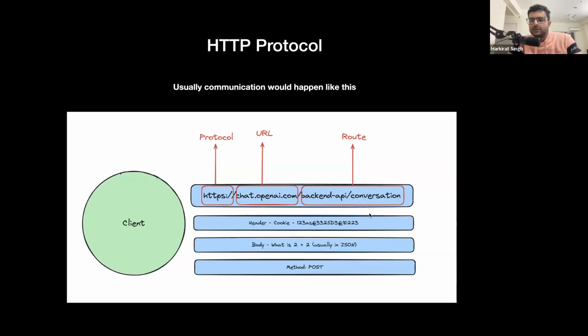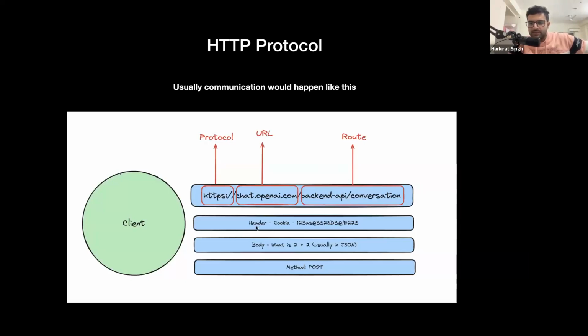Harkirat, why do you need to specify a route? The ChatGPT server can do 10 different things. It can return you your existing conversations. It can let you create a new conversation. So the route specifies what exactly you are trying to do. In my case, I am sending a request to create a conversation, which is why, as you can see, the route here is backend-api/conversation.